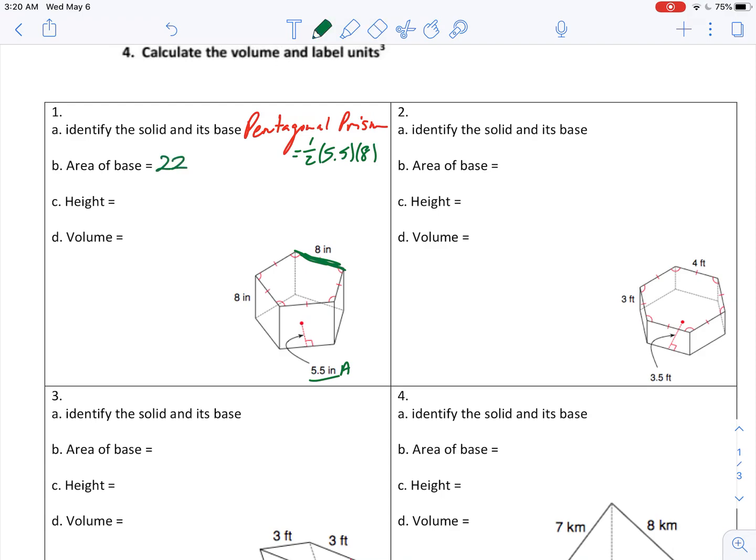And the height we know is 8, so the volume must be 160 plus 16, 176 cubic inches. And we're going to see where we've got to be careful about the side length in number 2. So this is a, let's see, 1, 2, 3, 4, 5, 6, six-sided, so hexagonal prism.